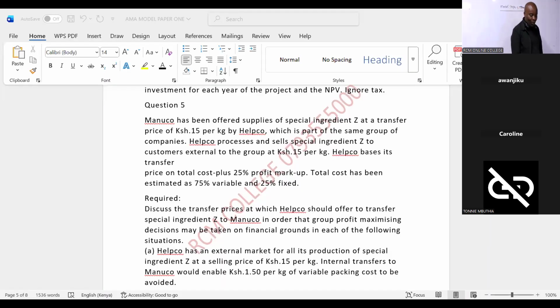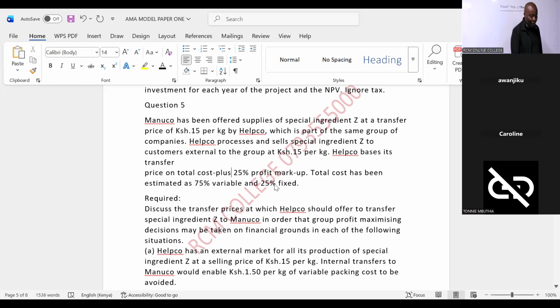Yeah, so there we are. We are told question number 5, Manuko has been offered supplies of special ingredient Z at a transfer price of 15 per kilogram by HelpCo, which is part of the same group of companies. HelpCo processes and sells special ingredient Z to customers external to the group at Kenya shillings 15 per kilogram. HelpCo bases its transfer price on total cost plus 25% profit markup. Total cost has been estimated as 75% variable and 25% fixed.